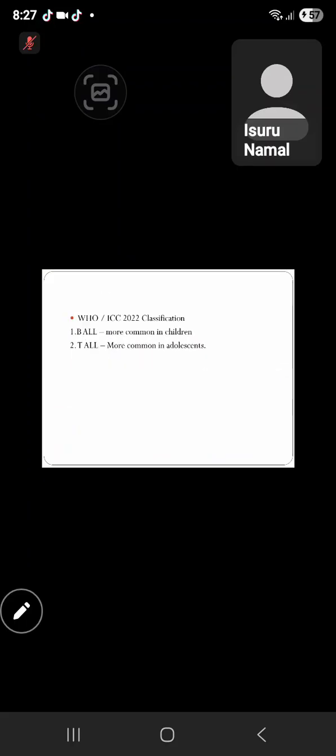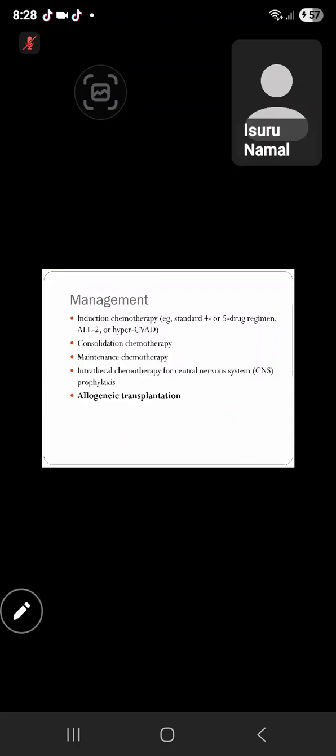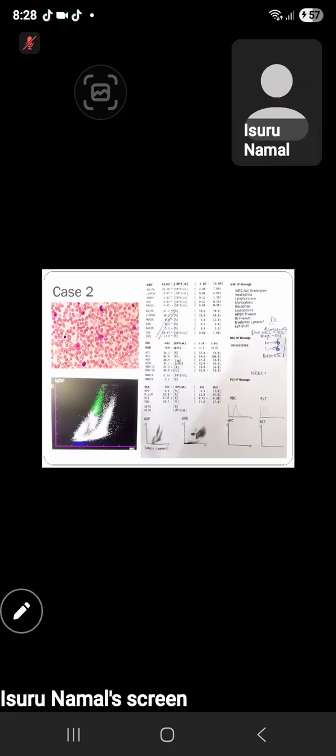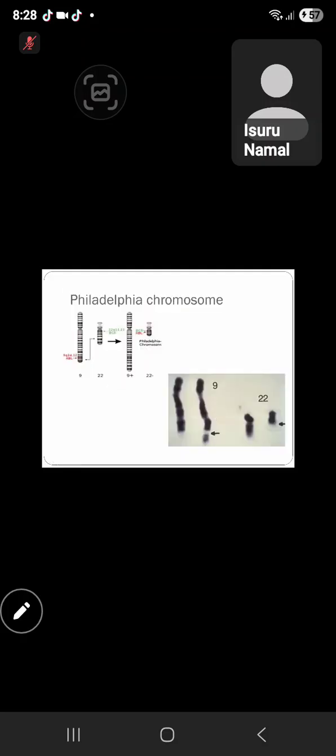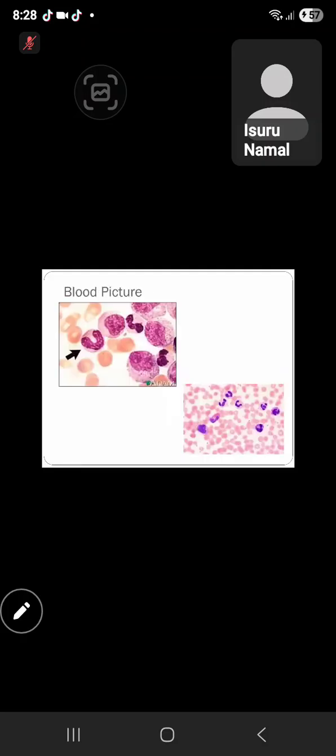Then we are talking about CML now, right? This is your case. This is the blood picture of CML again, right? Blood picture of CML. Then you have some idea about these cells. These are myelocytes, and you have some band forms here, right? And in this picture you can identify some neutrophils as well as eosinophils, right?